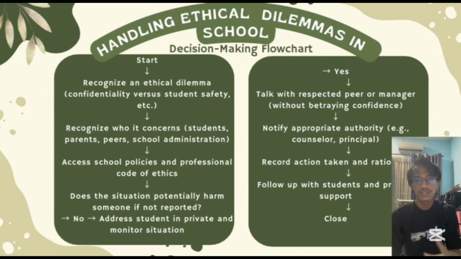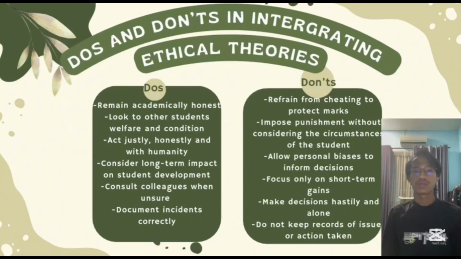If you say no, address the student in private and monitor the situation. If you say yes, talk with respect to the peer or manager without betraying confidence. And then notify the appropriate authority, for example, the counselor and principal. And next, record the action taken and rationale. And finally, follow up with the student and provide support. Then close.